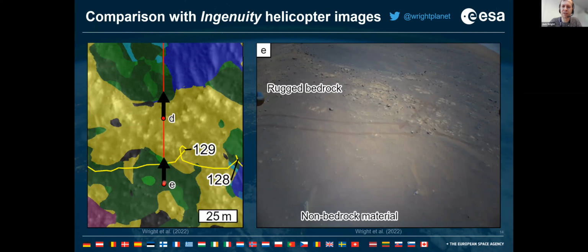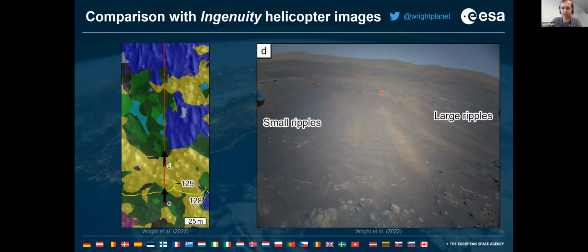So the helicopter takes off in an area that the machine learning algorithm classified in green. This is one of the non-bedrock classifications. So you can see that this is loose material. There's no bedrock exposed here. So that's a good classification. And in the distance, you can see here bedrock outcropping. So we'll move to point D. So you can see here that we're on top of the bedrock.